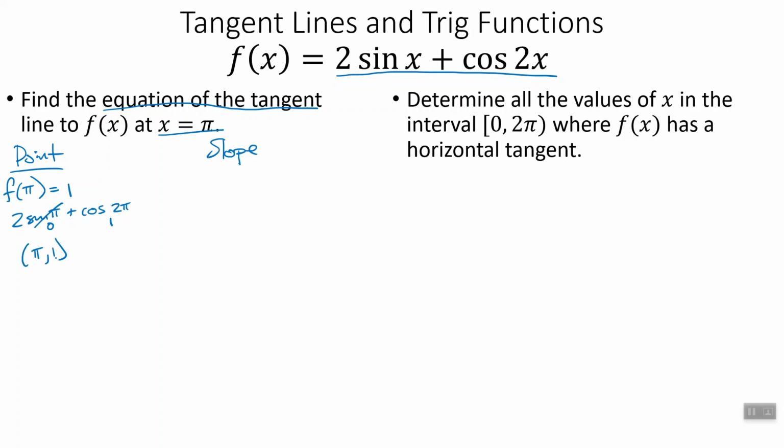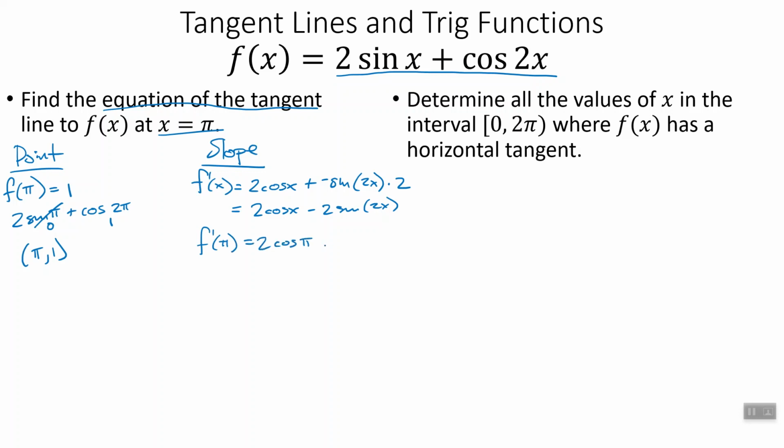All right, to find our slope, we need a derivative. So we need to find f prime of x. The derivative of 2 sine is 2 cosine, plus the derivative of cosine, which is negative sine. We leave the inside the same, times the derivative of the inside. So that's going to give us 2 cosine of x minus 2 sine of 2x. And now we can plug in pi to get our slope. So f prime of pi is 2 cosine of pi minus 2 sine of 2 pi.